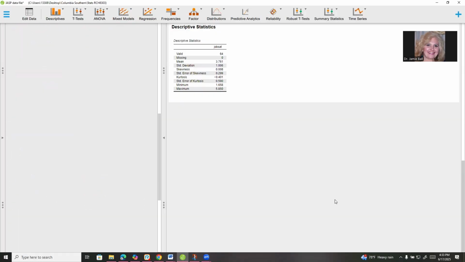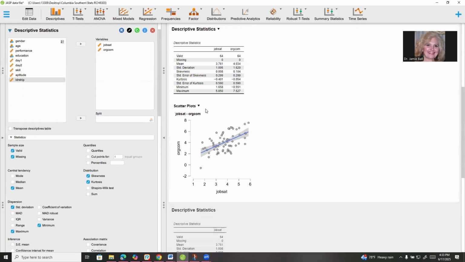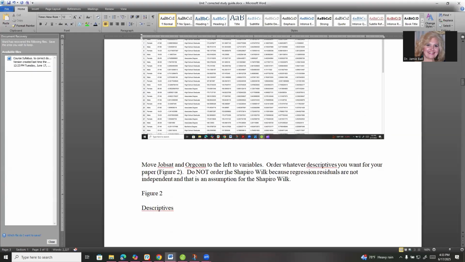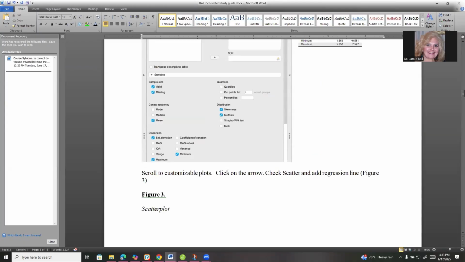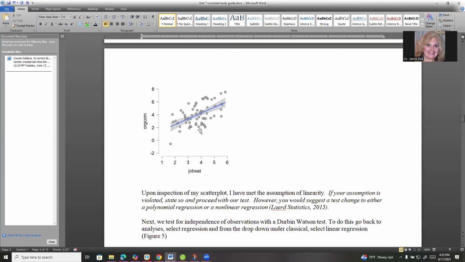And I'm still waiting for it to come up. Here it is. Okay, now let's look at this scatter plot. I believe I have a bigger picture of it right here. It looks like it's starting to form a line to me. So I'd say the assumption of linearity is met.